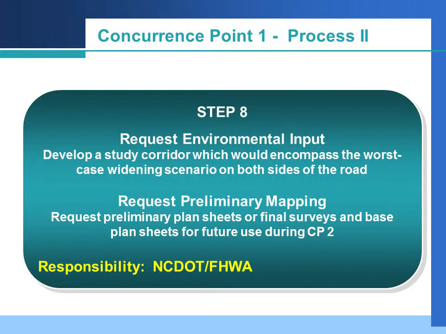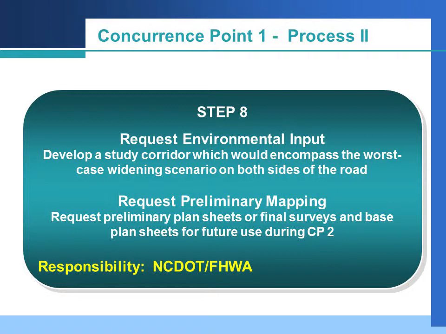Also, after the public meeting, the roadway design engineer, in conjunction with the project development engineer, will request either preliminary plan sheet mapping or final surveys and base plan sheets, so the plan sheets and environmental delineation will be available for the Concurrence Point 2 meeting. It should be noted that final surveys will normally be requested for projects that are less than 5 miles in length. Preliminary plan sheet mapping will normally be requested for projects that are long, greater than 5 miles, and have multiple project segments.